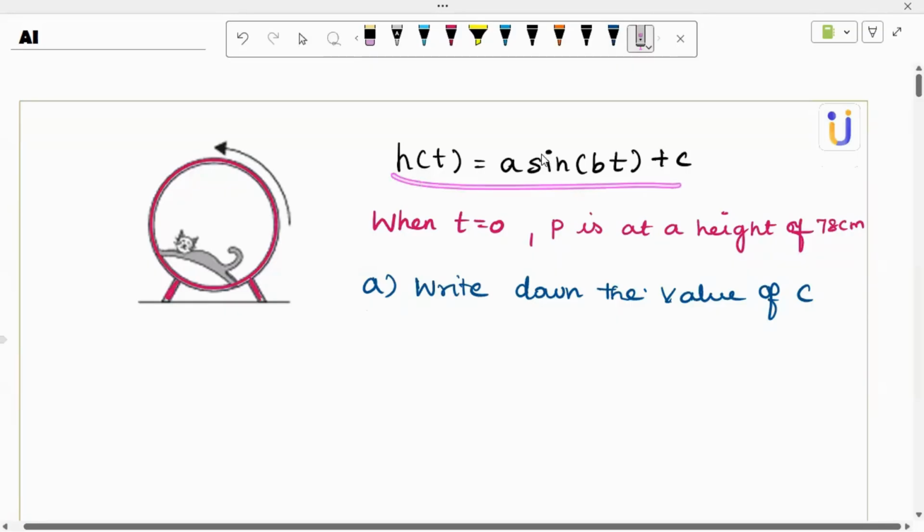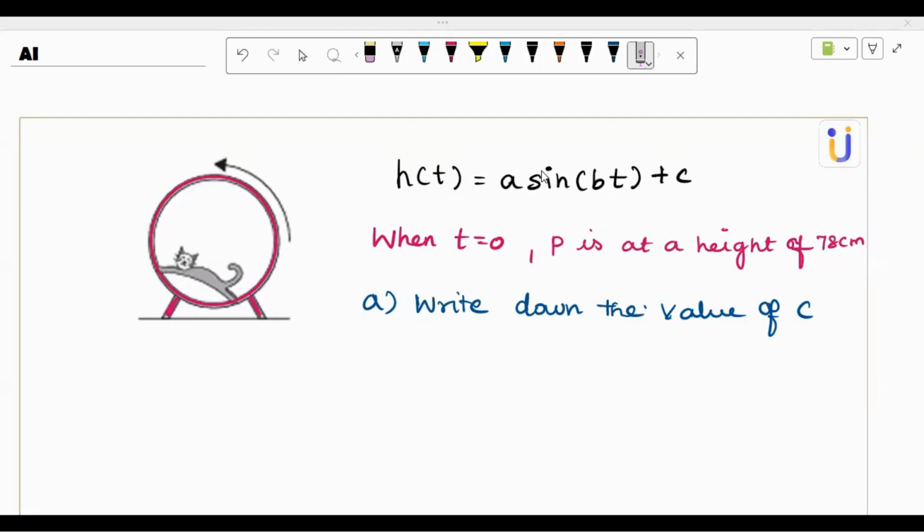And what is t here? It is time in seconds. A, b, c are positive real numbers. That is one important clue. And height h means it is basically the height of a fixed point p that is getting modeled.